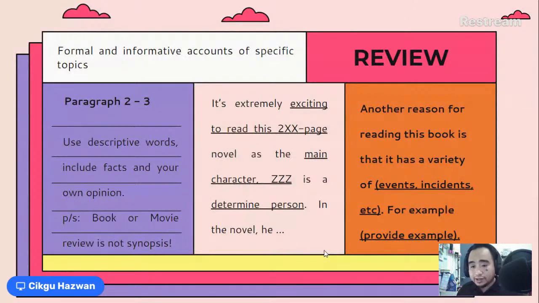Okay. And then we continue by telling the reader that another reason for reading this book is that it has a variety of what? Events, incidents, etc. For example, provide examples based on the book that you have read. Okay, so this is how you develop your book review, movie review, event review, place review. So make sure your sentences will make people interested to do it, to buy it, to read it. Okay, because if you want people, your book review is to ask people to buy the book, but in the review you criticize the book totally, so people will not start buying the book.